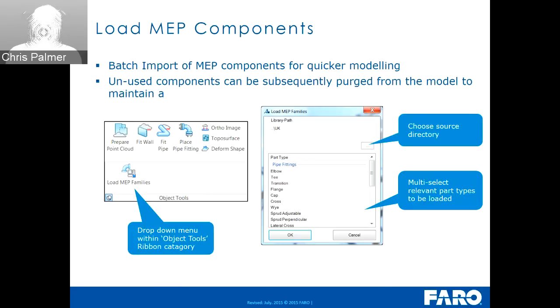So rather than going one by one and bringing in different elbows, searching constantly for the next correct part of MEP, we can batch load things in, use what we need to use, and then if we have anything left over at the end, we can purge the model and take out things that haven't been used. So it's just, again, a way to speed up the process.